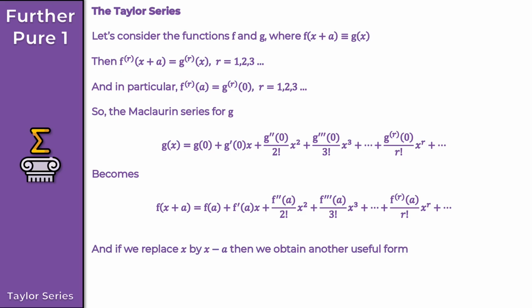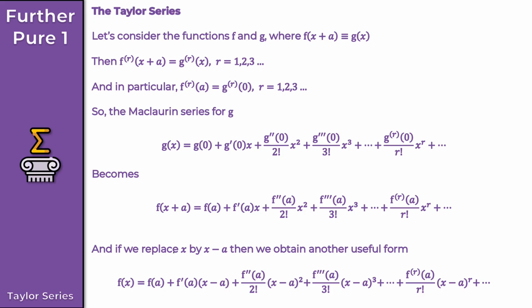This expansion here is what is known as the Taylor series expansion. And if we replace x by x minus a, then we obtain another useful form. As we've just mentioned, just replace x by x minus a, and we obtain this form here. Again, this form is also known as the Taylor series expansion.